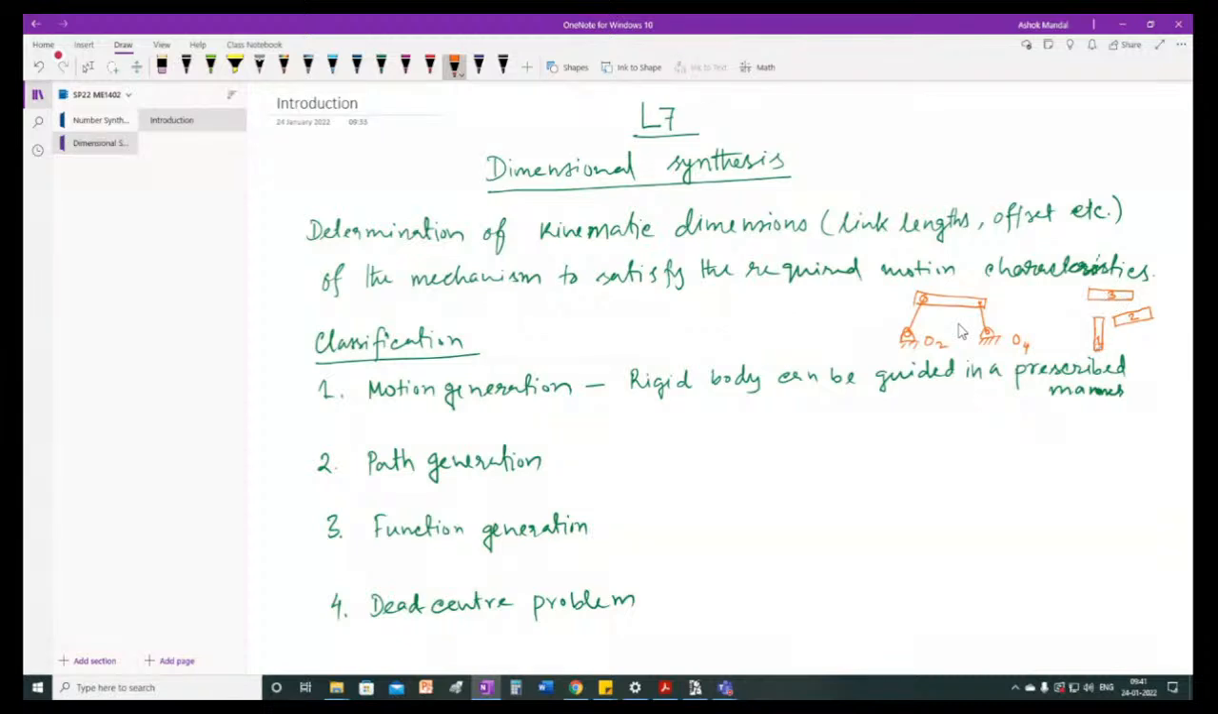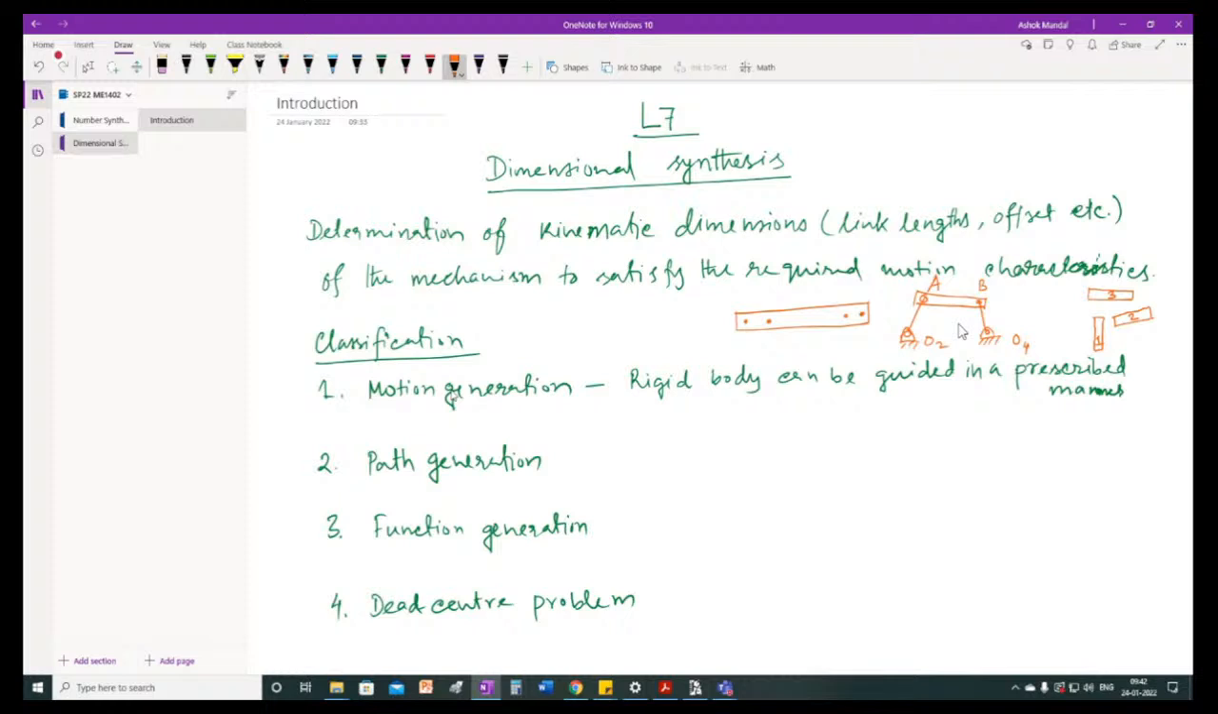Then the problem is you have to find out where the hinge points should be, and also where the connecting points should be. Suppose this point is A and this point is B. The coupler is a rigid body, so you can have point A here and point B there, or point A here and point B there. You need to find out where points A and B should be, so that the whole mechanism when moving will give you this kind of motion. That is called the motion generation problem.